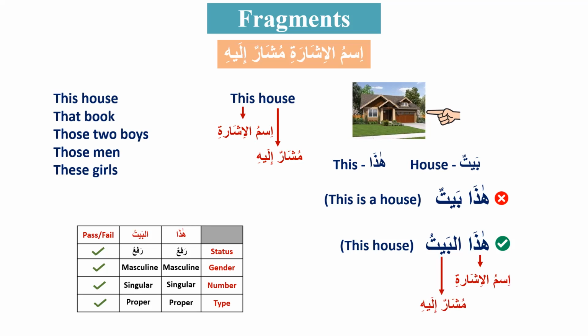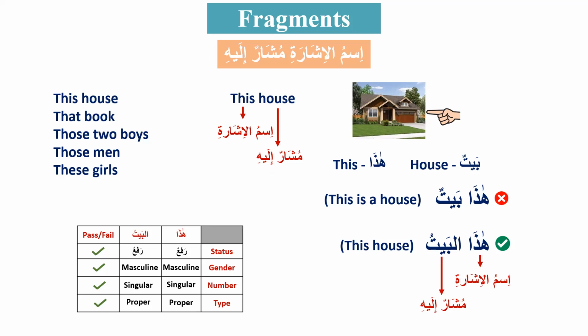So hazal baytu meets the condition, which is that it has to match in all the 4 properties. Haza and al-baytu have to match in all their 4 properties, and they do. That is why we call them ismul ishara and musharun ilay. This is all about this fragment.